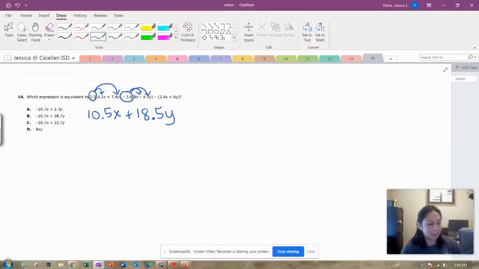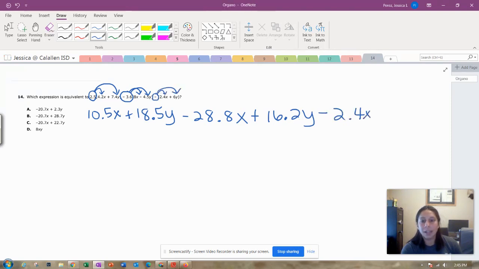Next, we have a negative 3.6. So negative times a positive. Negative 3.6 times positive 8, that's a negative 28.8x. Negative 3.6 times a negative 4.5 gives you a positive 16.2y. And then next, that negative changes the signs right here, so it becomes a negative 2.4x and then a negative 6y.